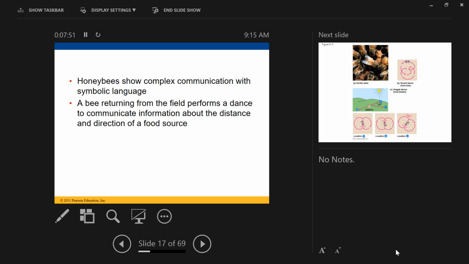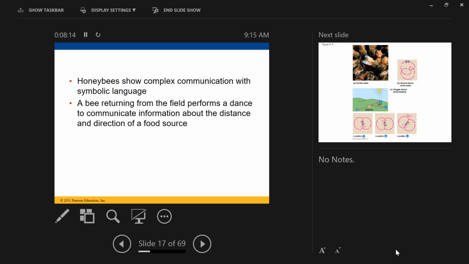Honeybees. Honeybees, another example of communication. And again, communication has a very specific meaning in biology. And what does that mean? Transmission and reception of signal. So one individual sends a signal, another individual responds in some way to that signal. And remember, the signal can be as simple as you show up, right? And your presence is a signal.